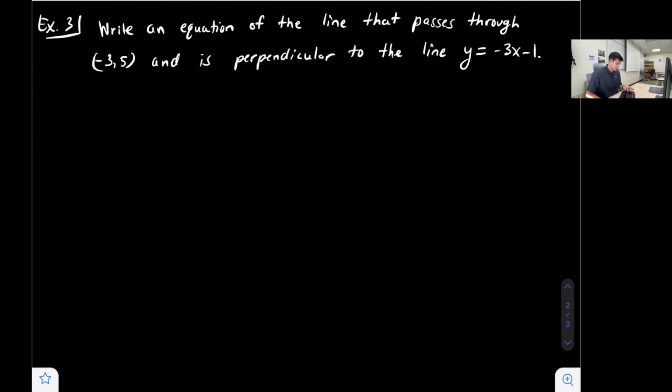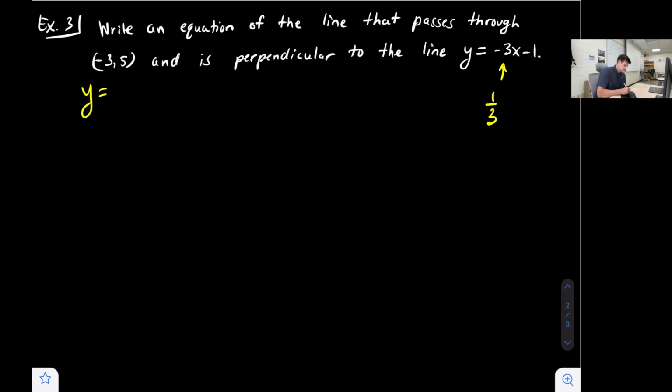All right, last example. Write an equation of the line that passes through (-3, 5) and is perpendicular to the line y equals -3x minus 1. So very similar to the one we did earlier, but this time the slope doesn't need to be the same. The slope needs to be the opposite reciprocal. The opposite of -3 would be positive 3. The reciprocal of that would be 1/3. That's what we need our slope to be.